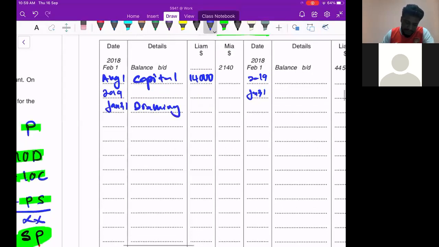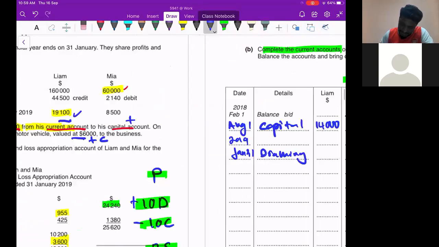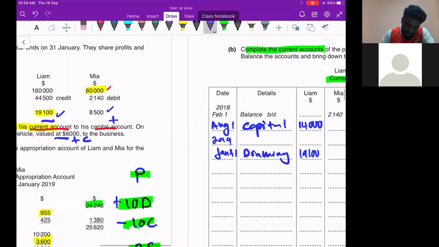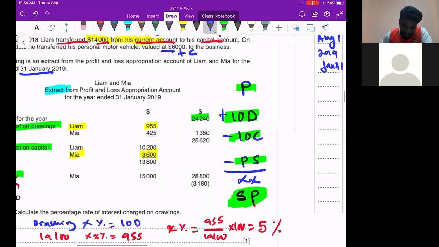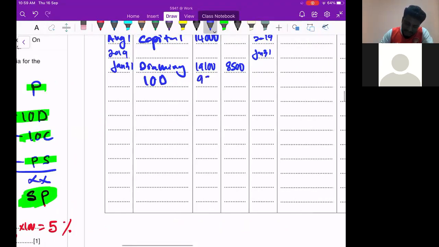How much is your drawing? Drawing, I'll take from here, 19,100 and also 8,500. After that, interest on drawing. My interest on drawing I take from here, 955 and 425.